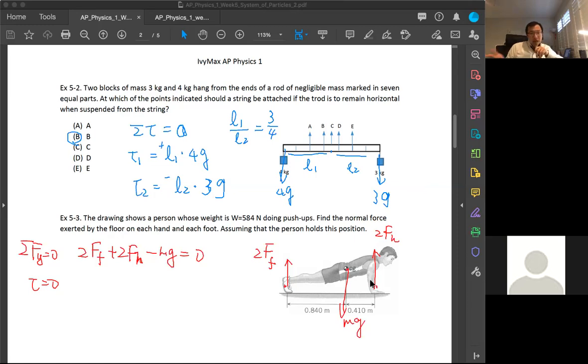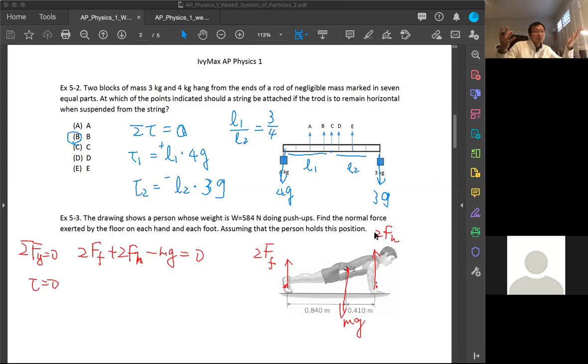And how? Actually, any point can be your center of rotation. You can use that point, you can use this point. Any point is okay because it's in equilibrium, right?